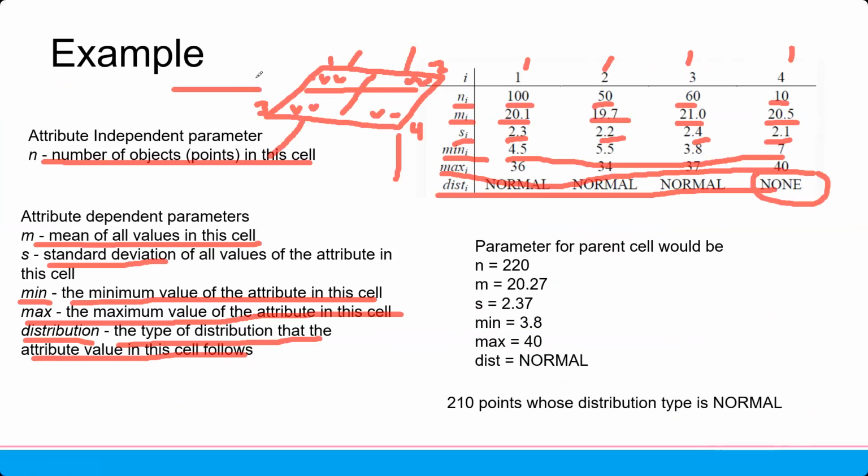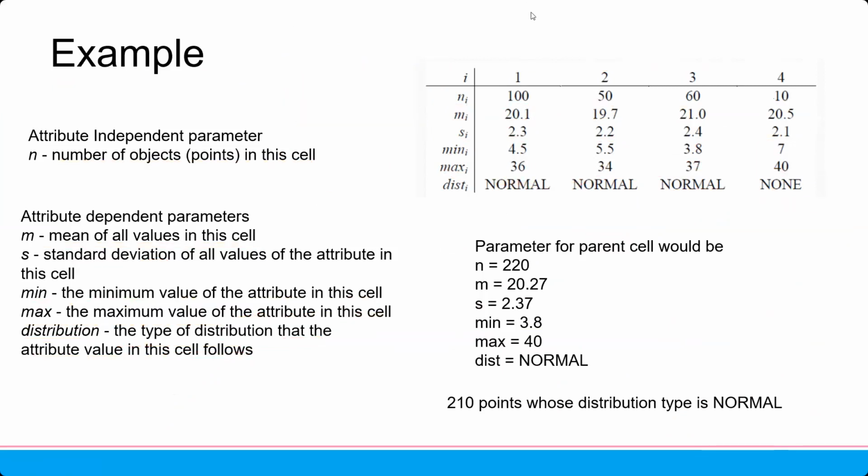So after this layer, I can go to the higher level. How to go to the higher level? We can just aggregate everything. So the parameter for the parent cell will be n equals 220. How can we get 220? It is the summation from all the cells: 100 plus 50 plus 60 plus 10.